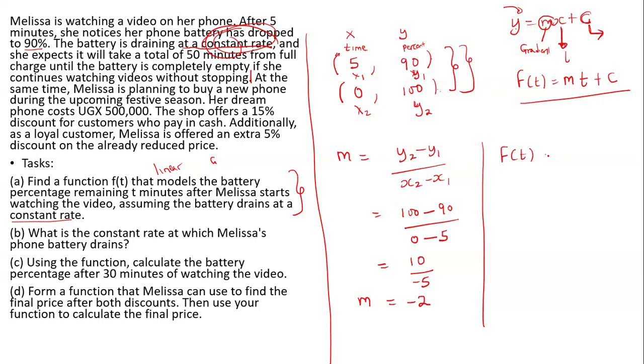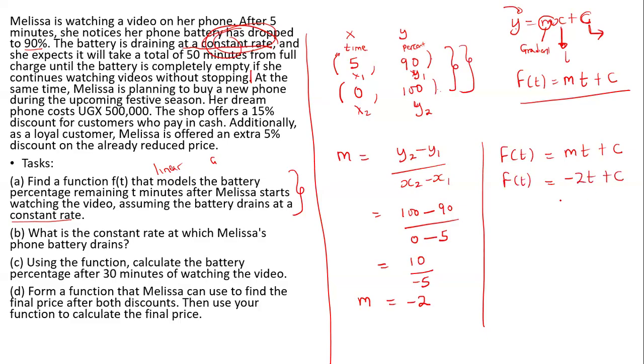Now, after getting that, we are going to come to our function here, and we say our linear function is equal to mt plus c. Now, what is our m? Our m is the gradient, which is -2. Once you have a negative gradient, it means something is decreasing. A positive gradient means something is increasing. And here for our question, since the battery is reducing, that's why we have a negative. So we have f of t equals -2t plus c.